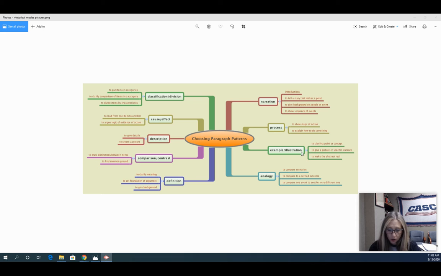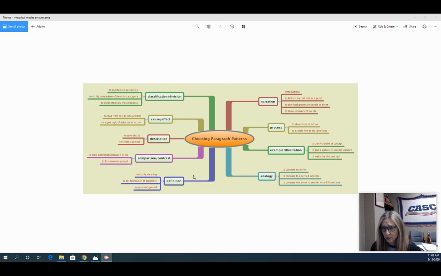Now we are going to start looking at writing in different modes. And you'll be exposed to this in your Comp 1 class. As you can see on the screen, we have different modes: cause and effect, description, comparison, contrast, definition. So these are all different modes that your Comp 1 instructor may be asking you to write in.